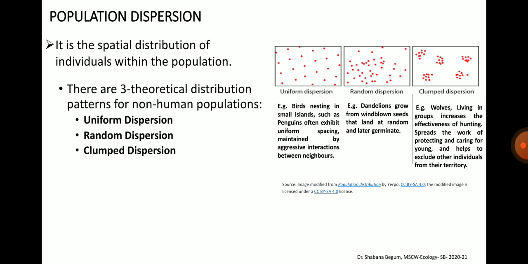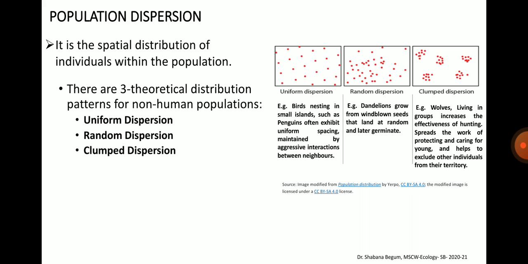The second type of dispersion is random dispersion. Here the position of one individual is unrelated to the position of its neighbors. This is also rare in nature. The second diagram represents the random dispersion pattern. The example is dandelions, which grow from wind-blown seeds that land at random and later germinate.